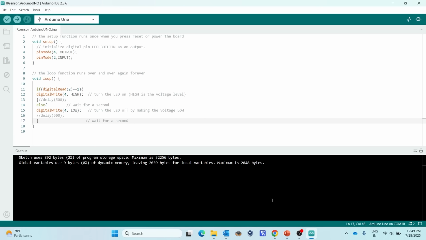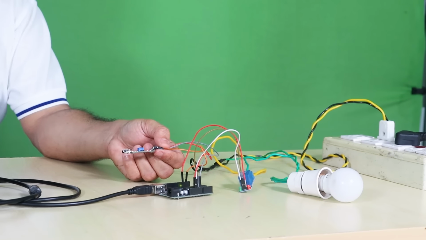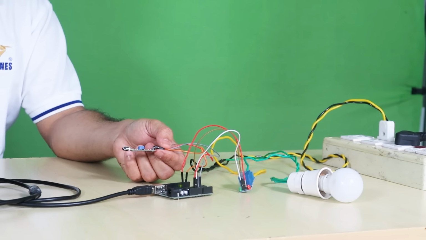Yes. So it says done uploading. That means my Arduino UNO board is flashed with the new source code. Now if I put my hand in front of this object sensor, then the bulb should glow. That is our first case, right?